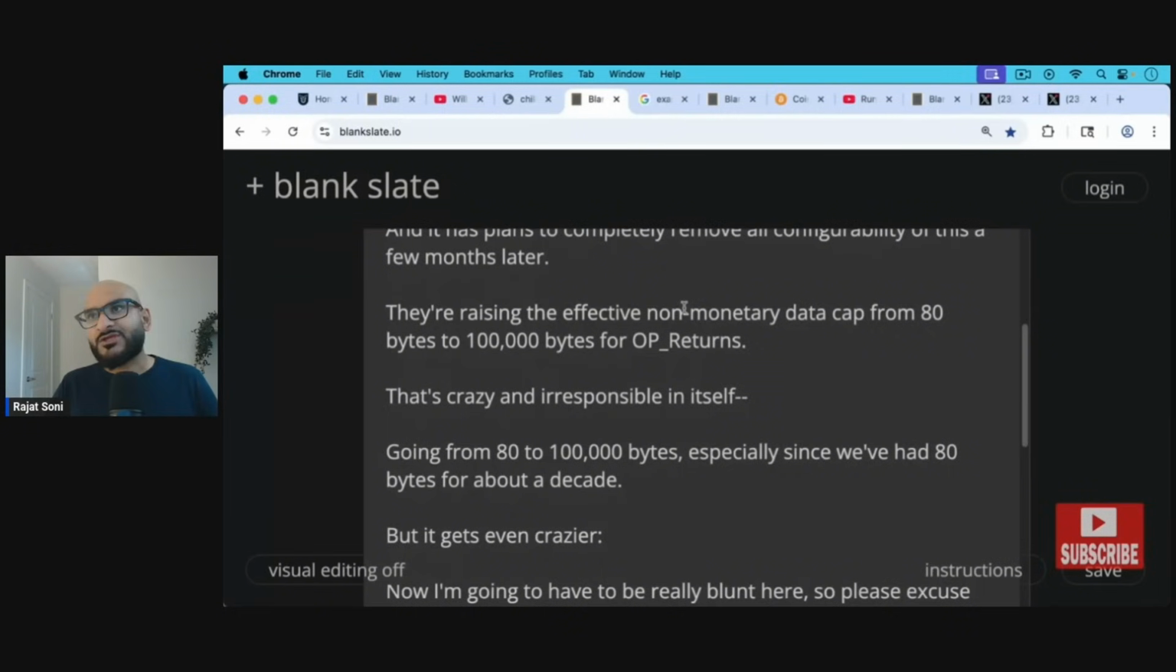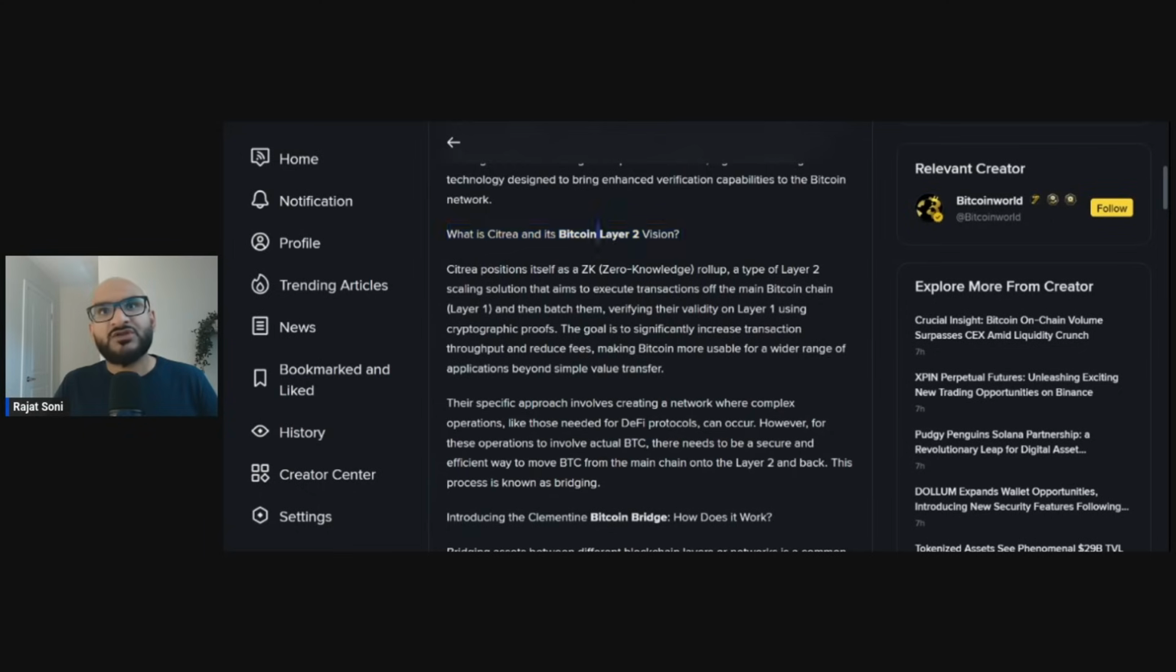So I think one of the craziest things here is, how do we know that Bitcoin isn't being attacked by its developers? How do we know what their true intention is? How do we know that they're not being paid under the table to do this by companies like Citria? So we can see here, Citria is a company trying to create a layer two.